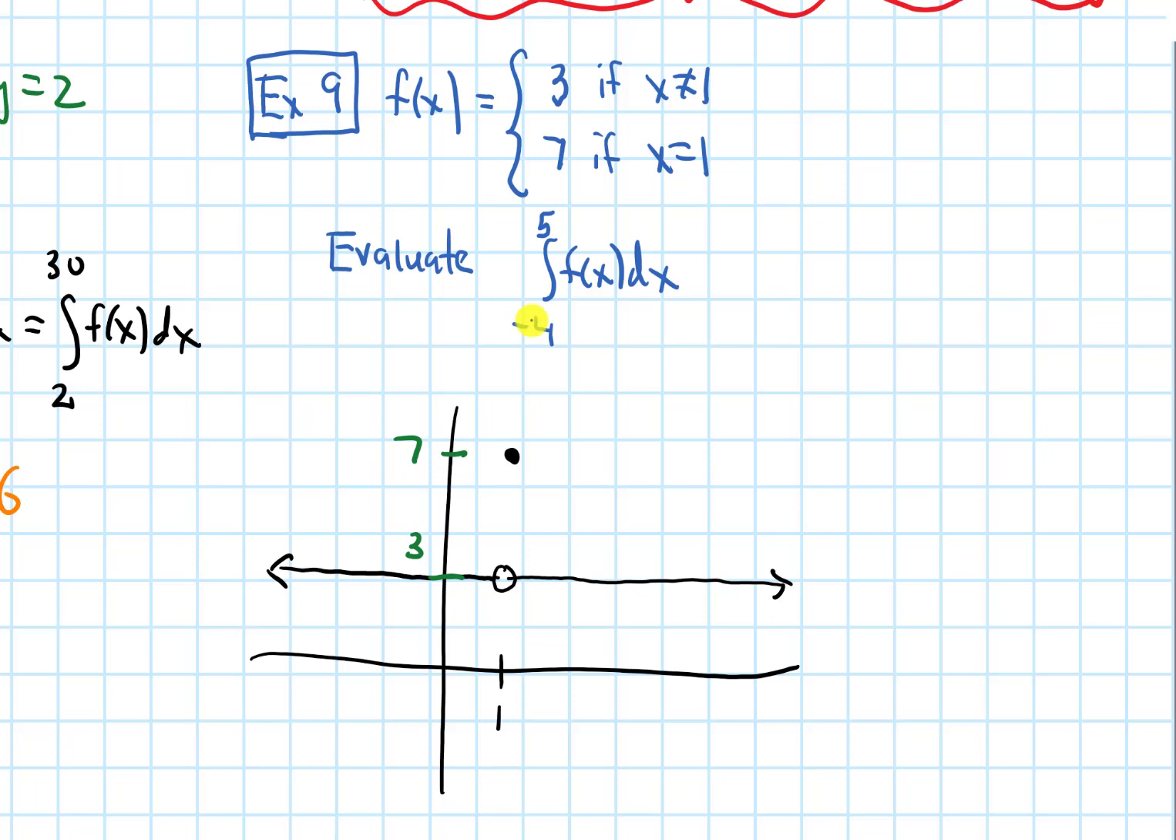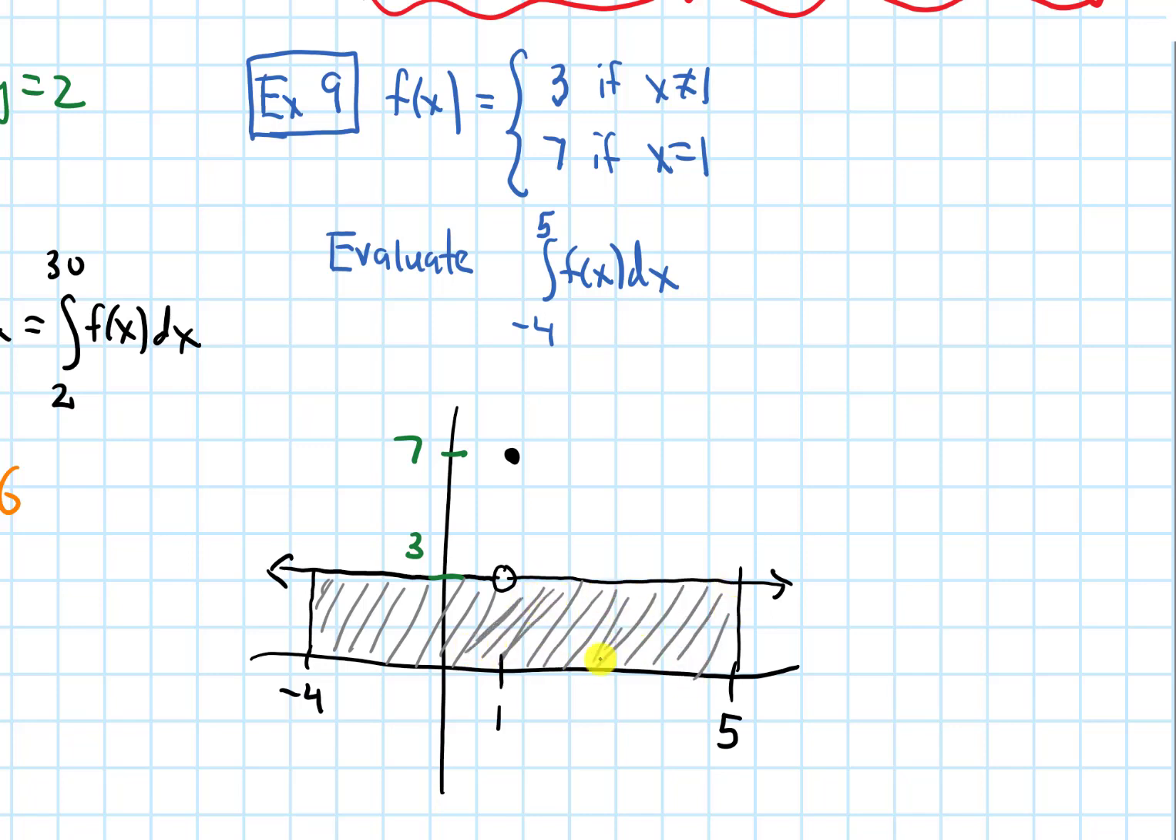Okay, so we are focusing on the interval from -4 to 5. So if I draw vertical lines at those endpoints of this interval, we are focusing on the area underneath this graph on the interval from -4 to 5. So if I were to try to shade in that area, we'd be shading in the stuff underneath this rectangle.